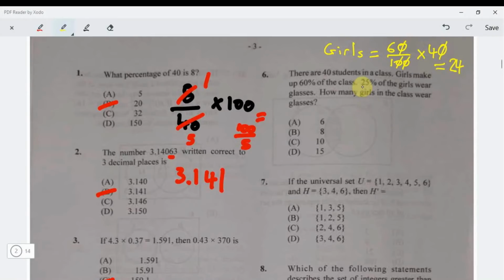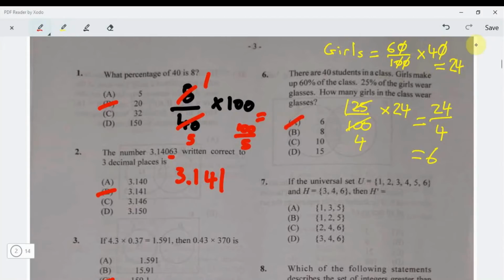And then it says 25% of the girls wear glasses. So 25% now of the 24 girls wear glasses. So 25 over 100 times 24. 25 into itself goes 1 time. 25 into 100 goes 4 times. And this becomes 24 over 4. That is 6. So 6 girls in the classroom wear glasses.